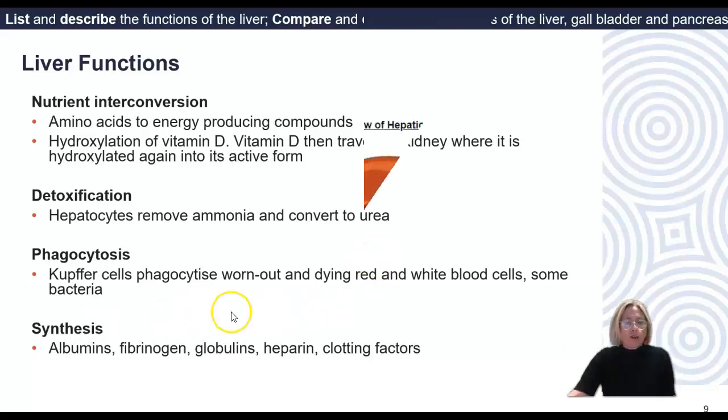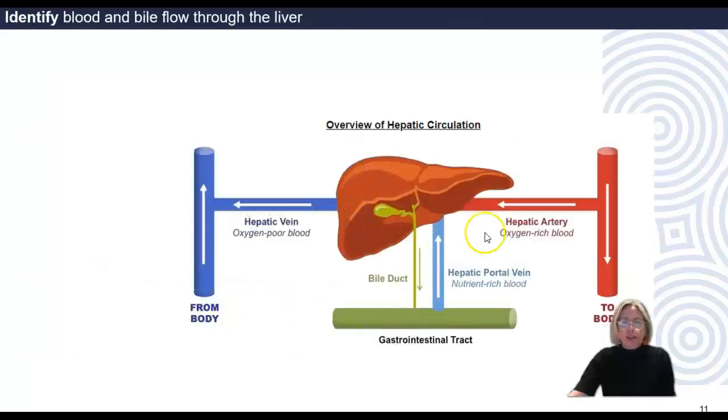And the final thing we're going to look at here is a very simple schematic looking at blood and bile flow through the liver. If you start over here on the right hand side, we have the hepatic artery, which is carrying that oxygen rich blood to the liver. At the same time, we have the hepatic portal vein, which is bringing deoxygenated but nutrient rich blood from the digestive tract to the liver.